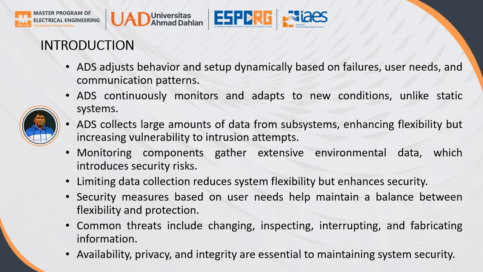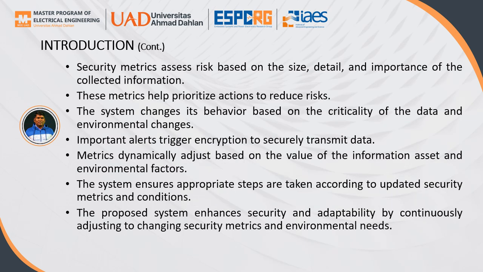Limiting data collection reduces system flexibility but enhances security. Security measures based on user needs help to maintain a balance between flexibility and protection. Common threats include changing, inspecting, interrupting, and fabricating information. Availability, privacy, and integrity are essential to maintain system security. Security metrics assess risk based on the size, detail, and importance of the collected information. These metrics can help to prioritize actions to reduce the risk.